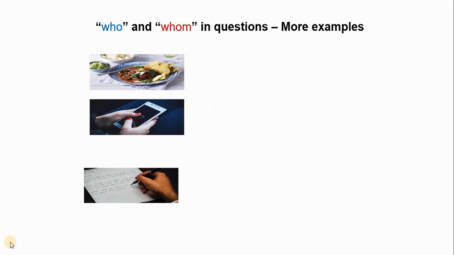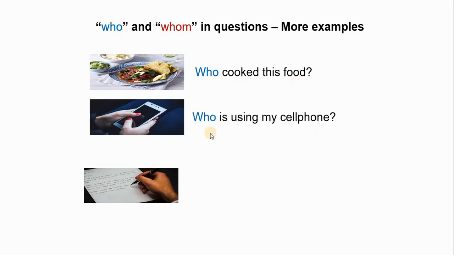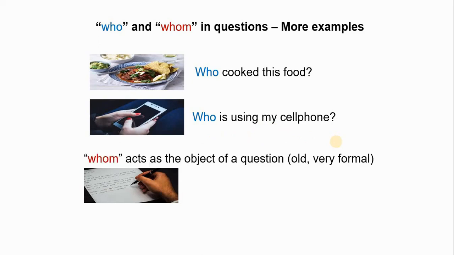Now, let's look at some more examples. Who and whom in questions. So remember, who acts as a subject of a question. Alright? Example, who cooked this food? So we have the subject, verb, and the object. Who is using my cell phone? Who is the subject, is using is the verb, and my cell phone is the object. Very easy.